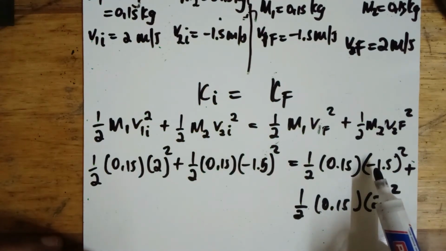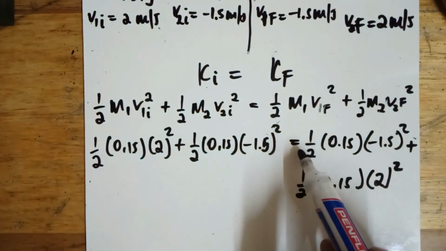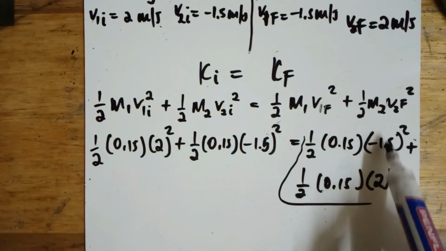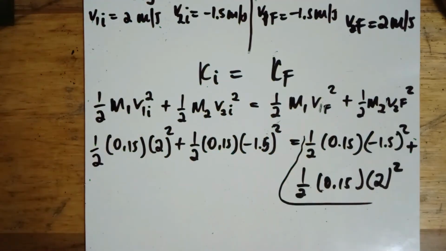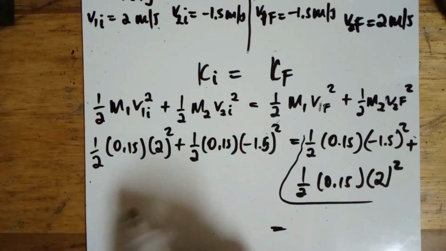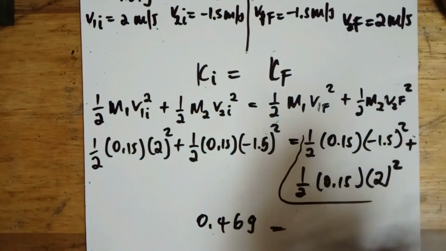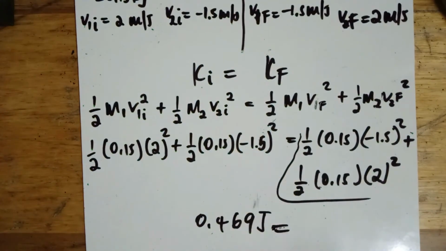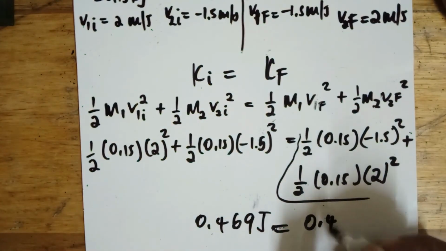Let me see. Yes. If you calculate this side, it's a half times 0.15 multiplied by 1.5 all squared, plus a half times 0.15 multiplied by 2 squared. I just didn't have enough space. And then you'd find, if you do it correctly on a calculator, this is 0.469, and we know kinetic energy is measured in joules, as I've mentioned before. Also on this side, you'd find that Kf is also equal to 0.469.